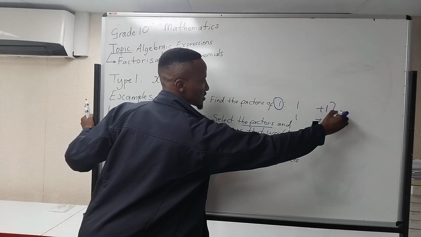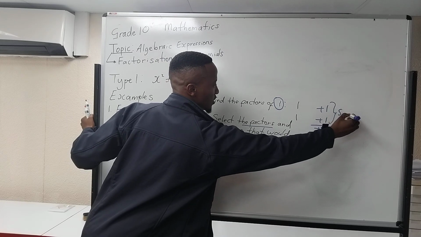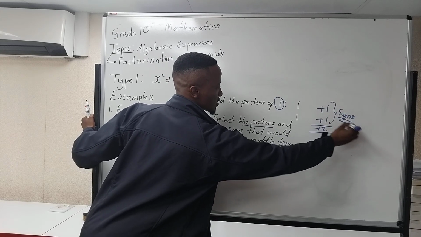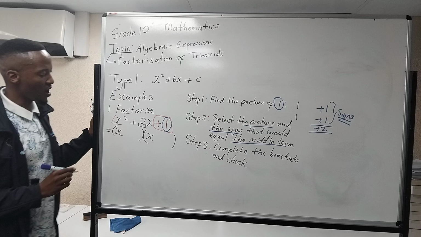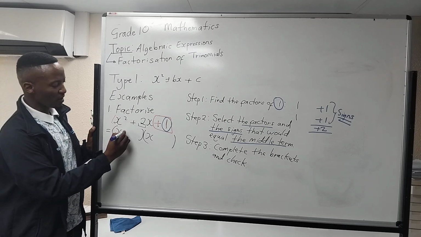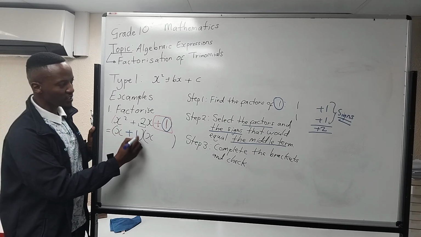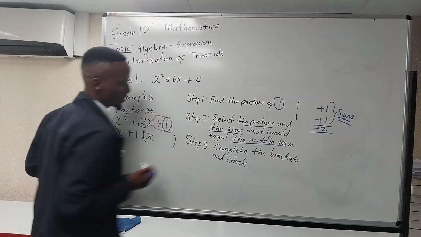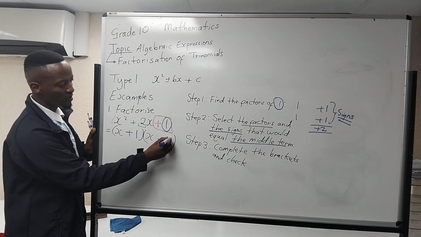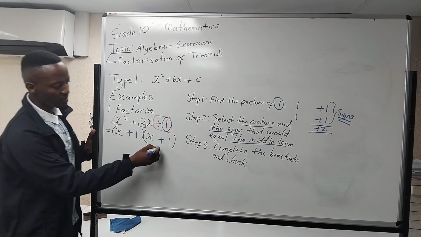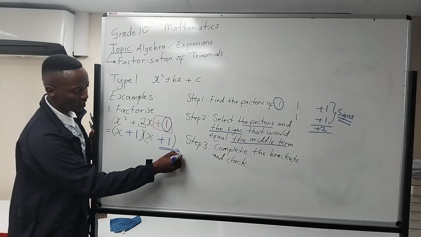So these factors, they already have the signs. These signs, we take them as they are to our trinomial and then we factorize. It means we have plus 1. This is the first positive 1. And we also have the last one, positive 1. And this is our factorized trinomial.